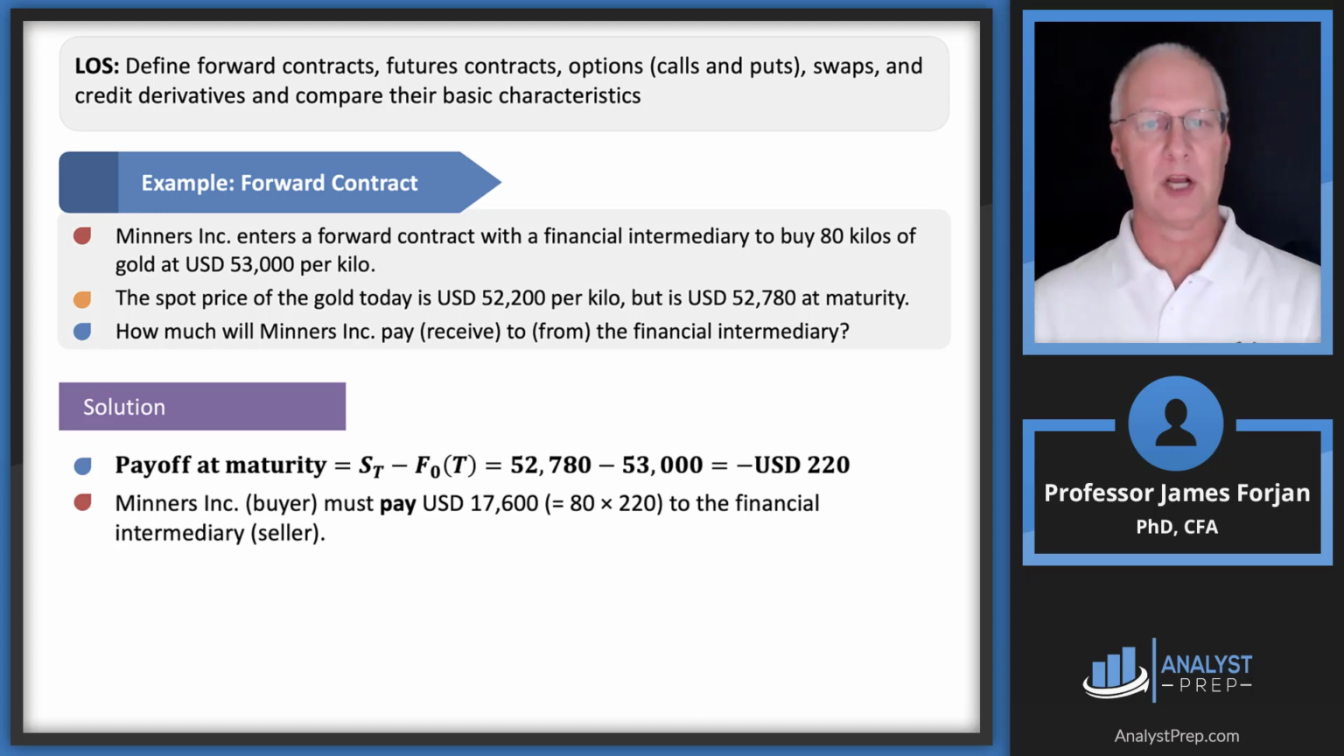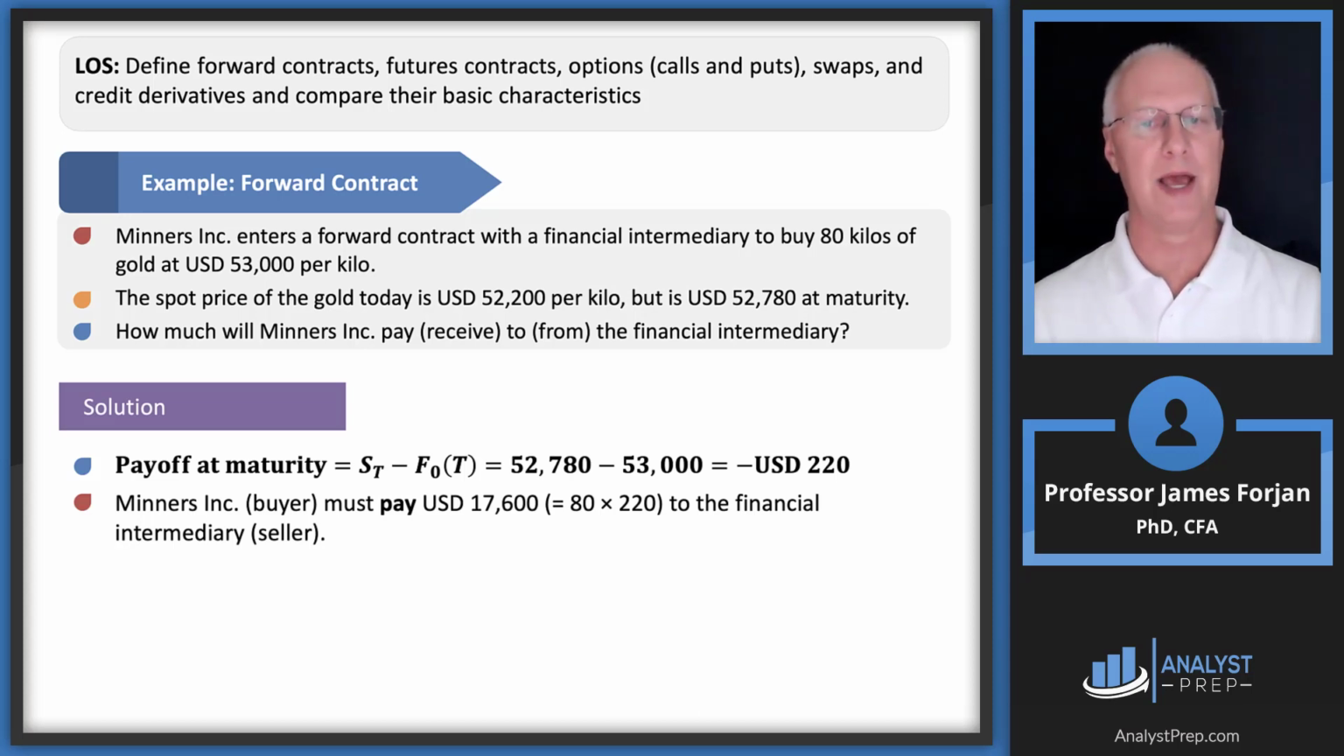Notice after the comma, what we've put is that the spot price of gold at the maturity date of the contract is $52,780. Remember, you agreed to buy, so you were long, so you benefit if prices rise. I agreed to sell on the short position, so I benefit if prices fall. So notice the question: how much will Minners pay or receive to or from the financial intermediary?